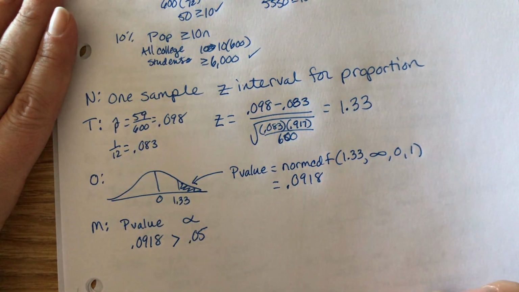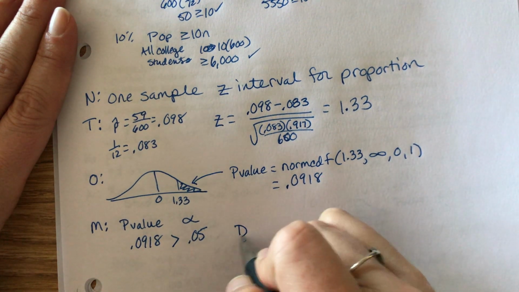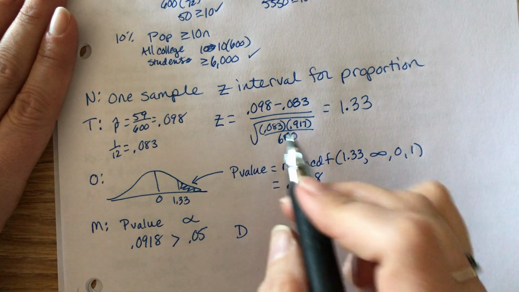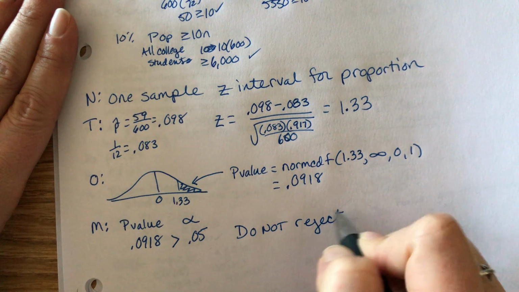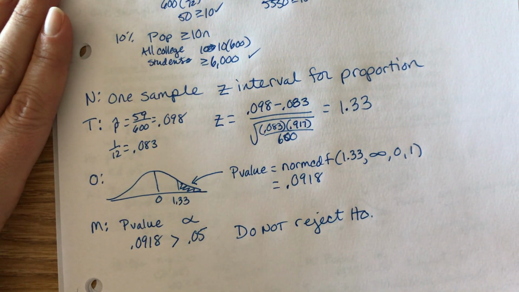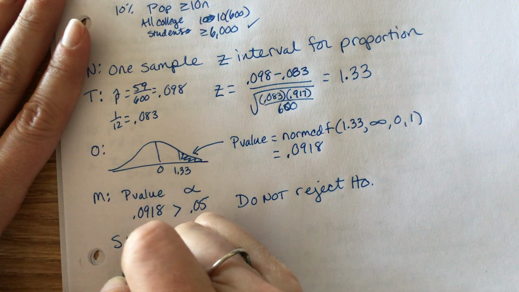Your p-value is greater than alpha. If your p-value is greater than alpha, then the decision you make, remember this is M, make decision. P-value greater than alpha is do not reject the null hypothesis. Do not, do not, do not. Okay? And then you have to state your conclusion in the context.